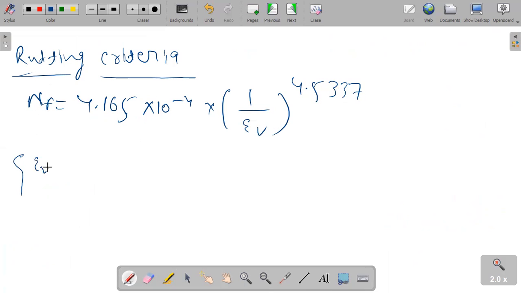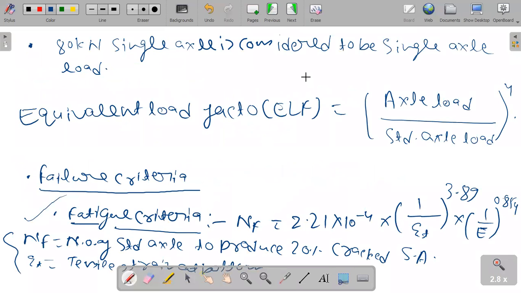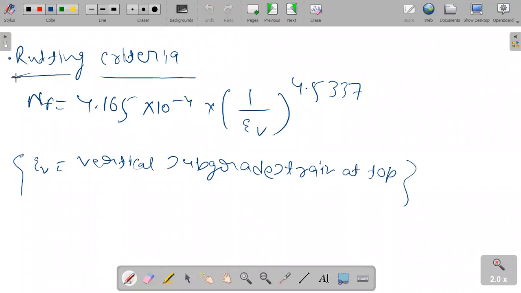And here one new thing: this is the vertical subgrade strain at top. So this is all about the rutting criteria, and this is all about failure criteria, where we discussed fatigue criteria and rutting criteria. Do remember these two formulas. These are very important formulas.